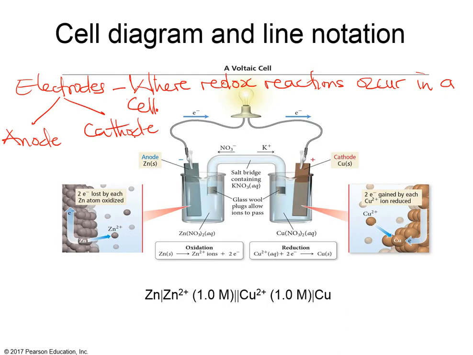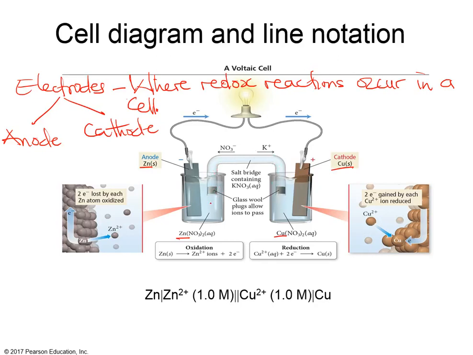So in terms of a cell diagram, usually the anode will be a metal strip, and the solution will be the solution from that metal. So here this is zinc. The solution here is zinc nitrate. This one is copper. The solution is copper nitrate. Now you need to connect the two using the salt bridge. So we'll try to define what the salt bridge is.